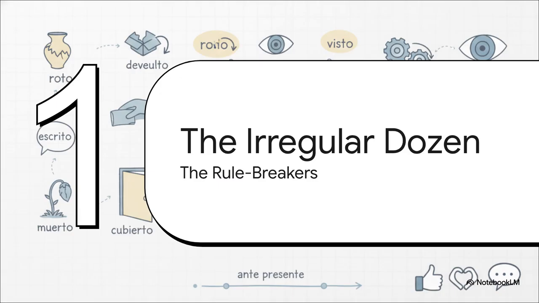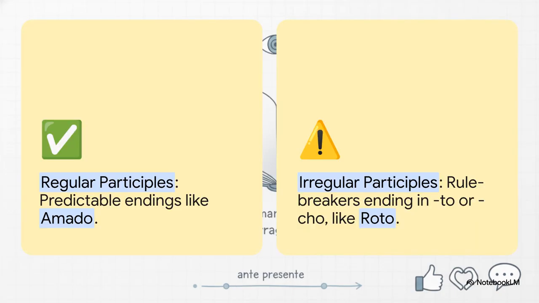Section 4, the irregular dozen. Because, of course, every beautiful language has its rule breakers, right? We've reached the main event of our explainer. Now, according to page 155 of the student manual, there are 12 specific irregular participles that completely ignore the rules we just learned. I mean, they just throw the rule book out the window.